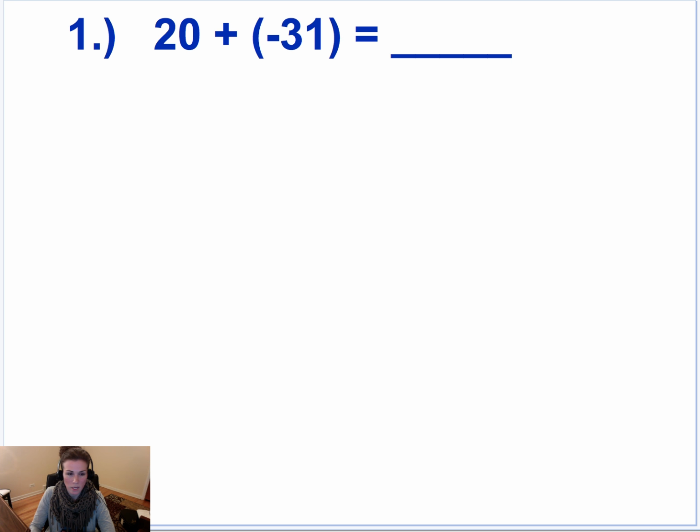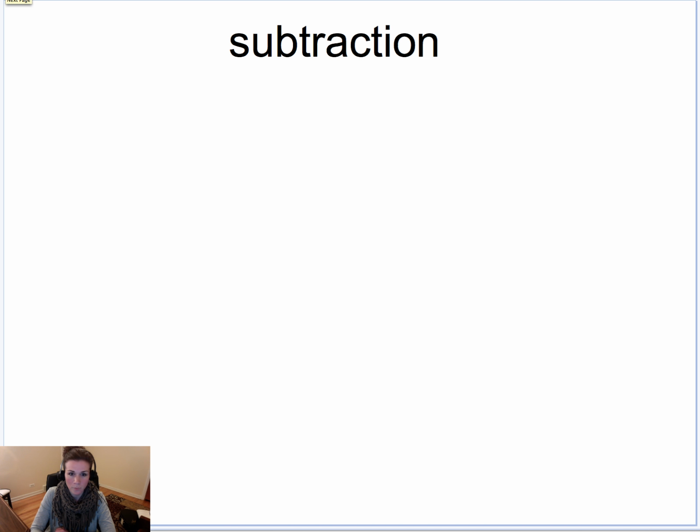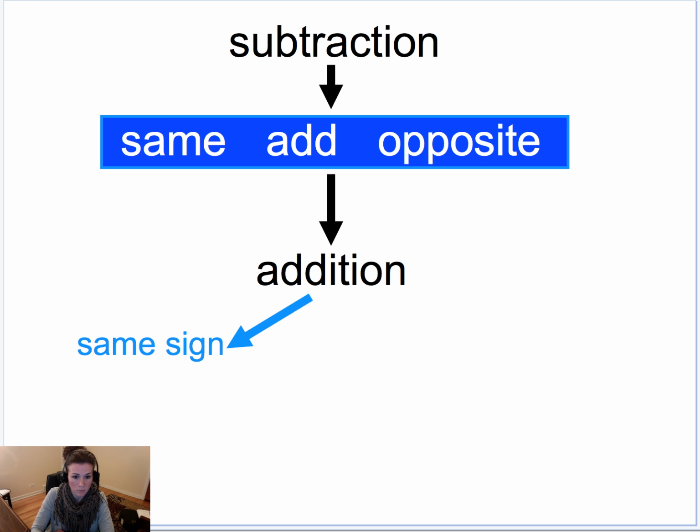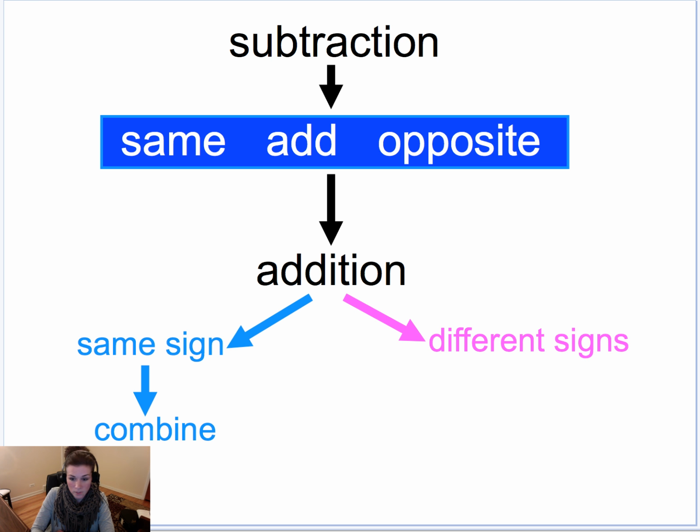Alright, let's make corrections on the problems from the Show What You Know. Before we even get to this first problem, quick review. Look at each problem. The first thing you need to ask yourself is, is it a subtraction problem? If it's subtraction, you have to change it right away by doing the trick same, add, opposite, because that will change it to addition. Once you have an addition problem, if it has the same sign, you'll combine, and if it has different signs, you'll find the difference.